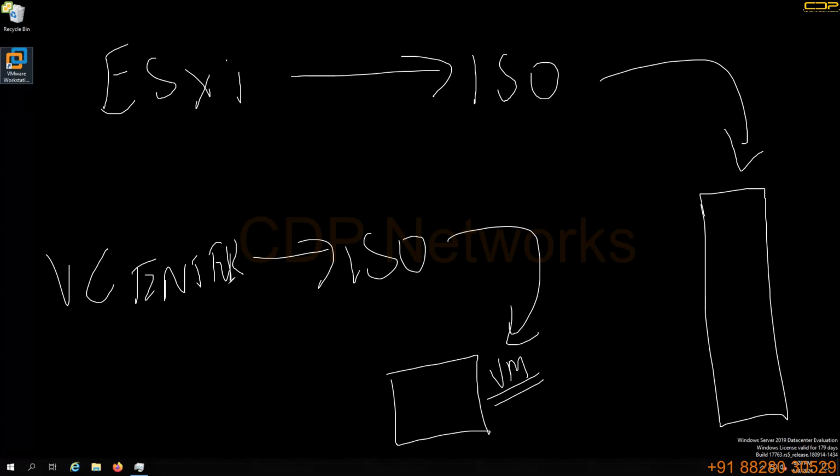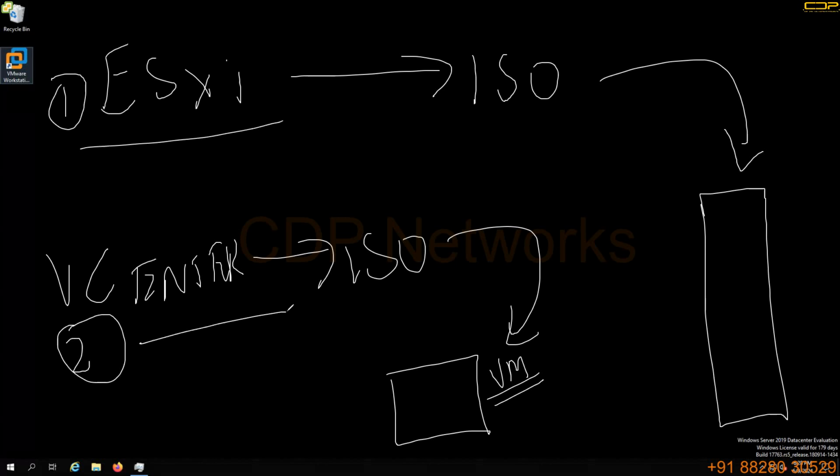The vCenter installation is very simple. You get an ISO, you run that ISO, and it will automatically create a virtual machine, install the application, and set up everything on its own. You do not have to worry about it. So this is what ESXi is. This is what a vCenter is. Any questions on these two terms? What an ESXi is and what a vCenter is? Anyone, if you haven't understood, let me know.